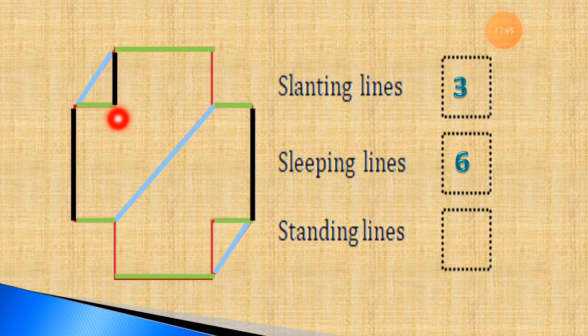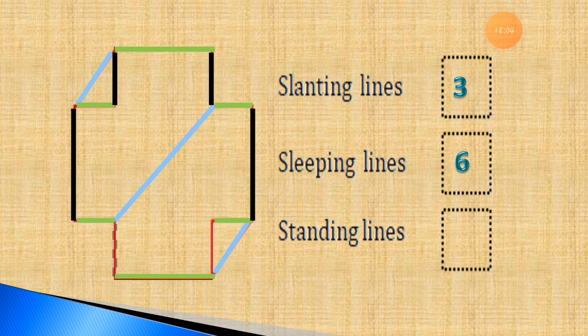You can see in the picture in a black color. This is the first line. Here is the second line. Here is the third line. See, this one is a fourth standing line. 1, 2, 3 and 4. So total there are 4 standing lines.